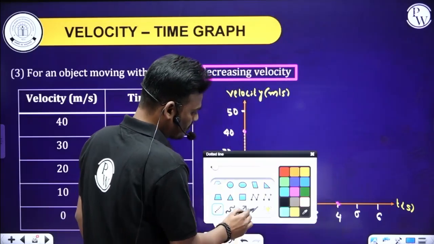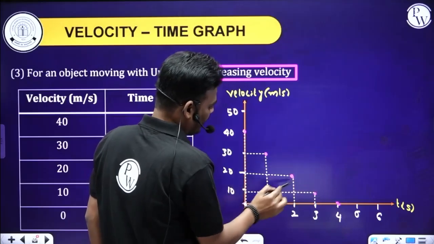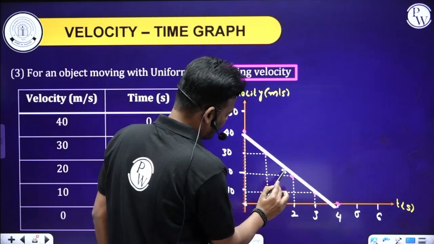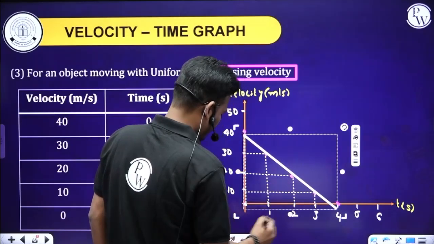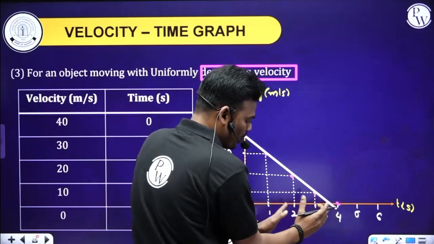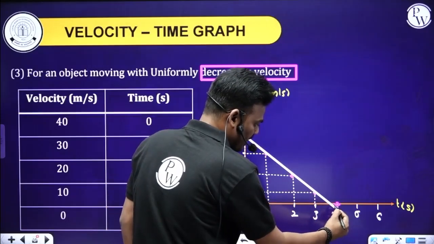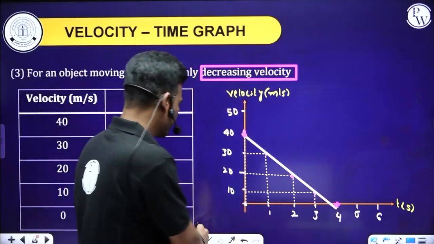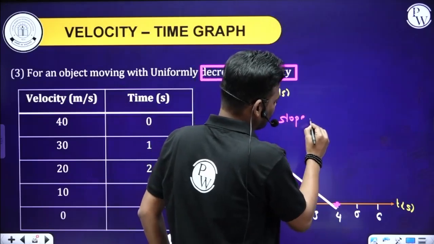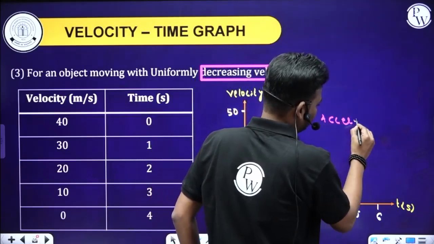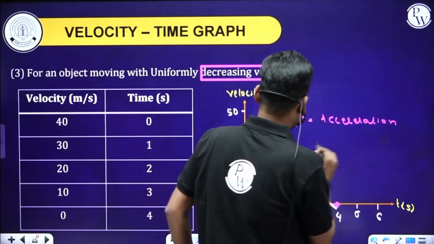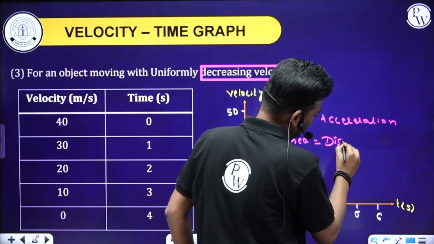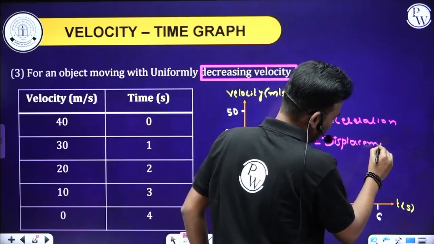And what you need to do is just join these points. Here there is no proper scaling, which is the reason a small difference is occurring here and here. Got it? After joining this, you can find the slope. Slope gives you acceleration. Then the area under the VT graph gives you displacement or distance.